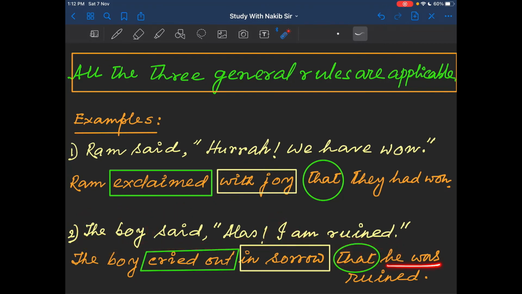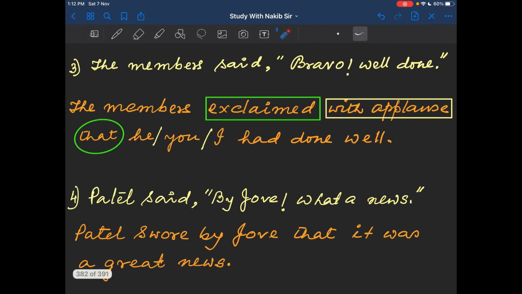That he was ruined. Present indefinite tense is changed to was, past indefinite tense, because the reporting verb is in the past tense. So your answer is the boy cried out, or the boy exclaimed in sorrow that he was ruined. Okay, now see another example.